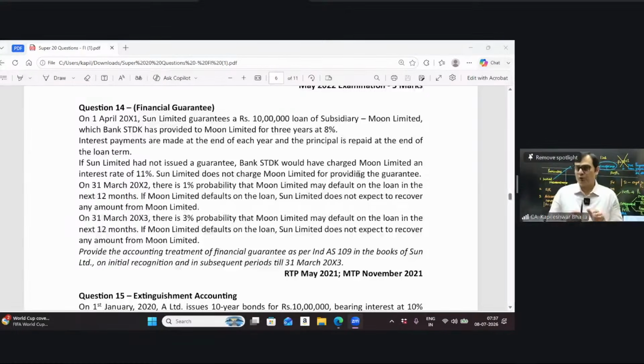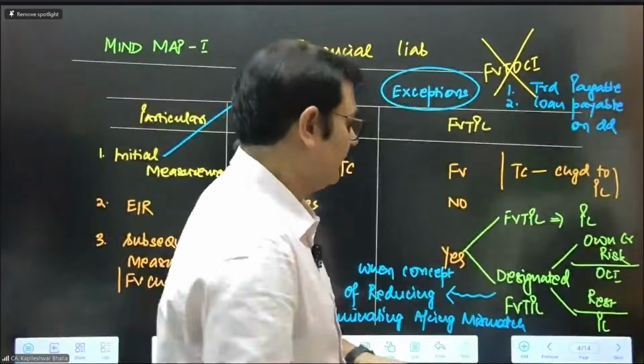So now what we need to do, first of all, is identify the value of the financial guarantee. So you can maybe take a snapshot of the screen and then we can start. That becomes a little special case in terms of financial liabilities accounting. So let's go to question number 14.